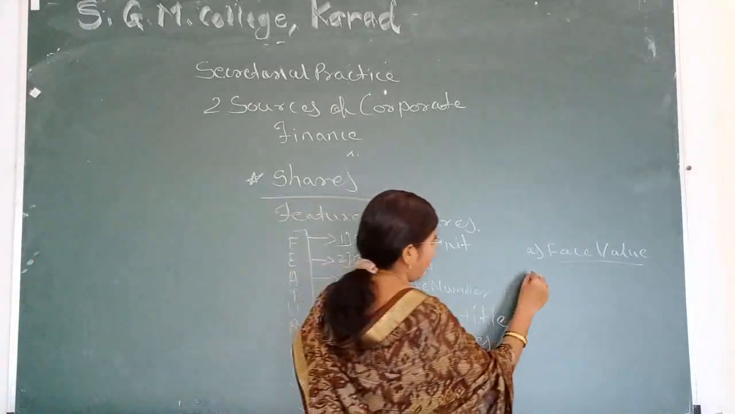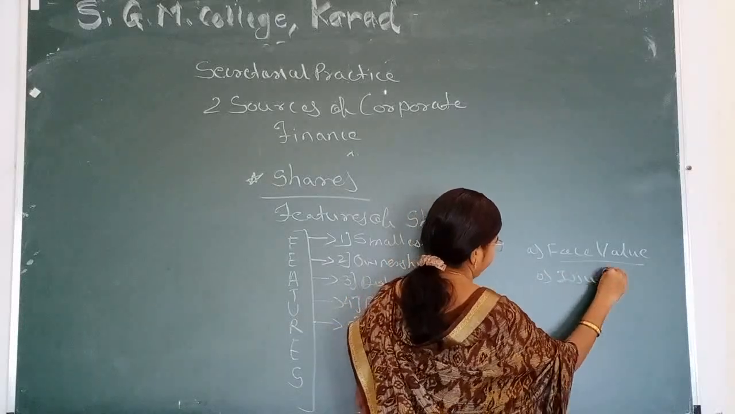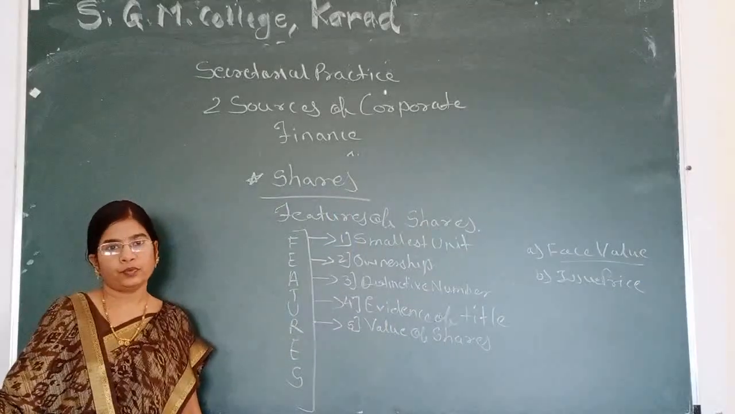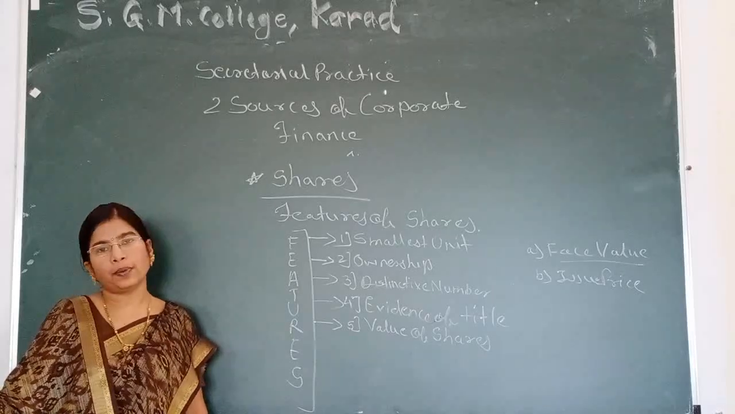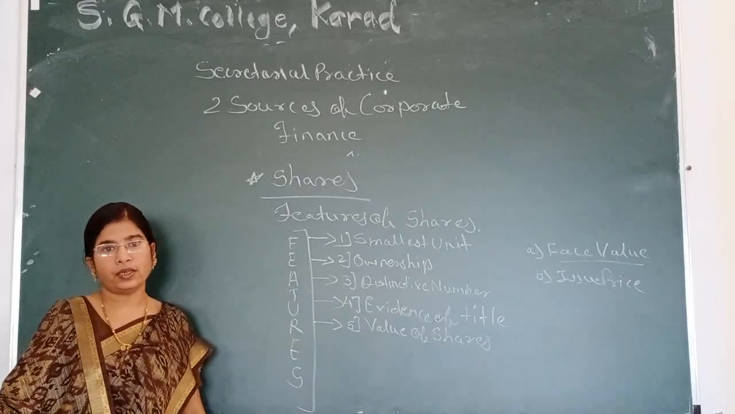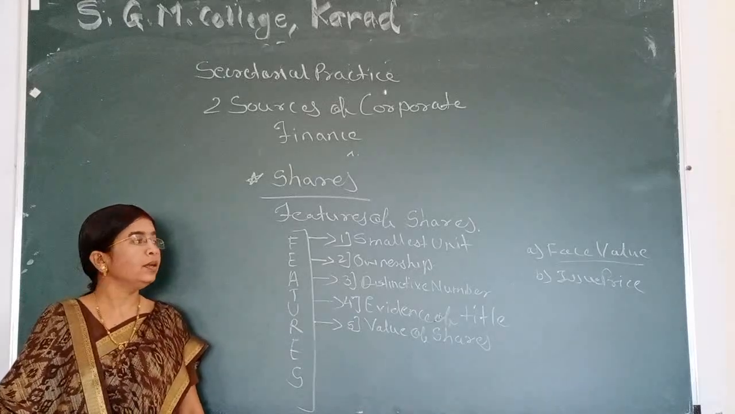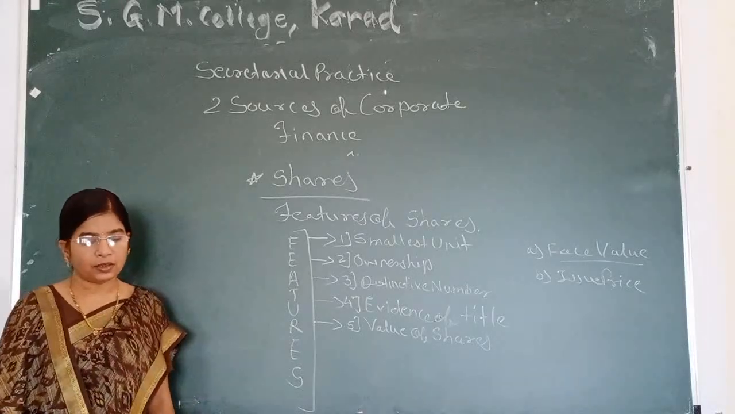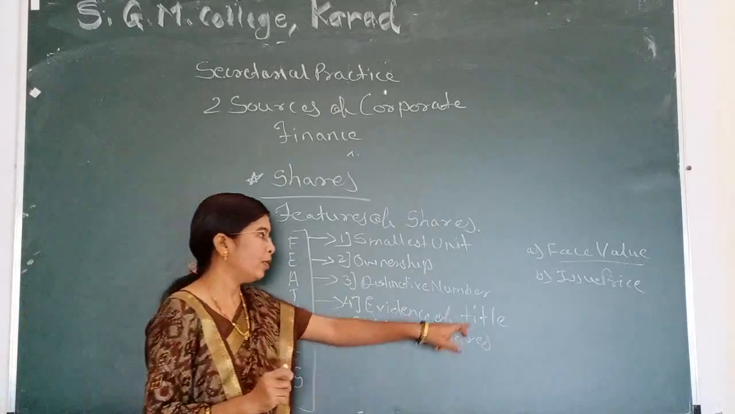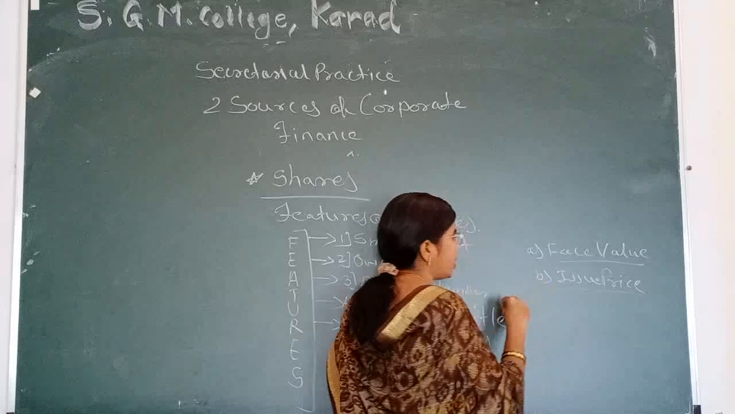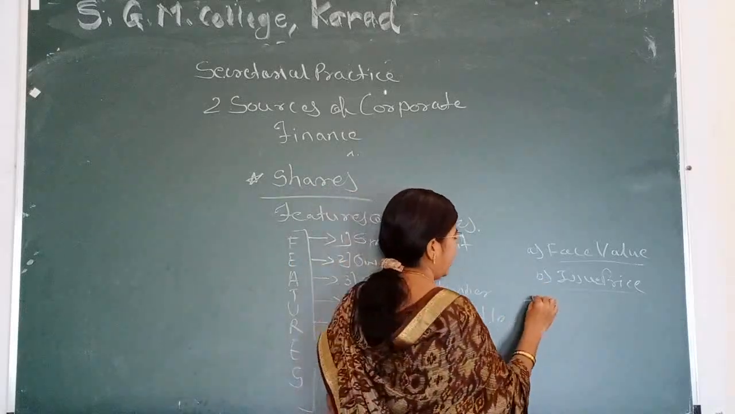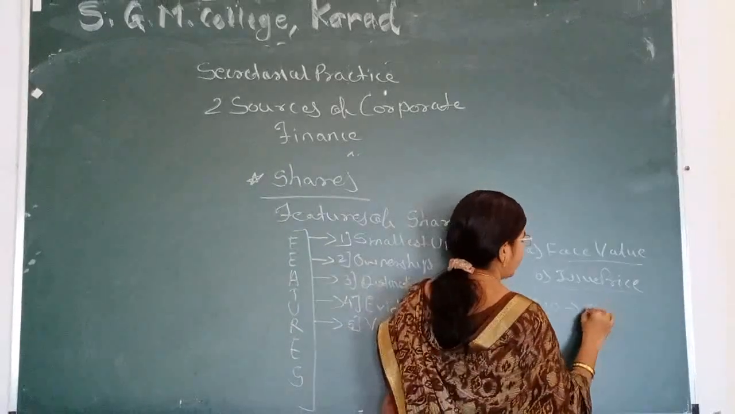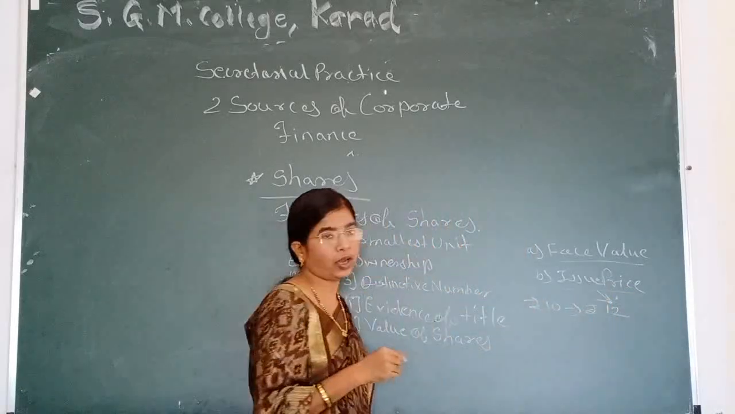Second value is issue price. Issue price is the value at which the company issues shares to the public. When a company issues shares to the public, the company fixes a price for that particular share, which is called issue price. It means the price at which the company sells the shares. For example, when the company issues shares, the face value may be rupee 10, but the company issues a share of rupee 10 for rupees 12, then rupees 12 is the issue price of that particular share.